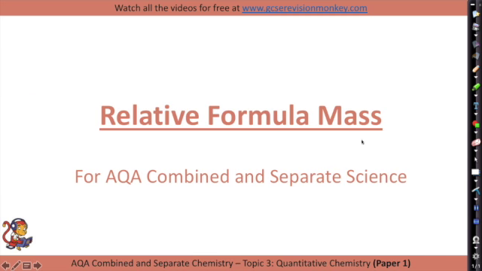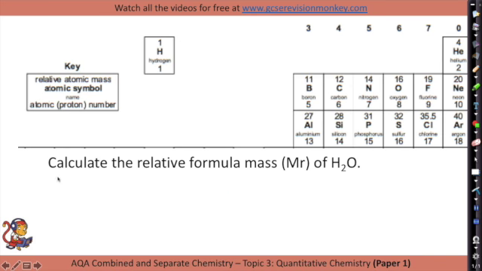Starting with relative formula mass, there's a clue with what you need to do. You need to calculate the mass of a chemical formula. So starting with this question, it says calculate the relative formula mass, or Mr as we call it, of H2O. So we need to find the mass of that formula. First of all, we need to know how many atoms of each element there are. If we look at hydrogen, it's got the number 2 next to it. So we know that there's 2 atoms of hydrogen and there's just 1 atom of oxygen. So we need to find the mass of the whole thing.